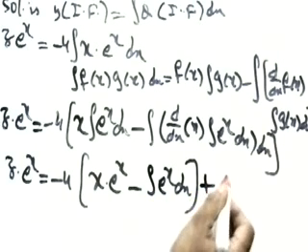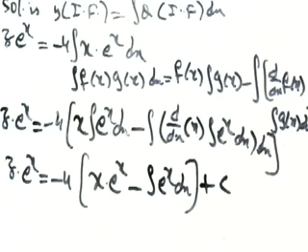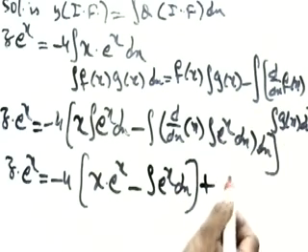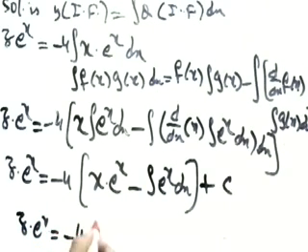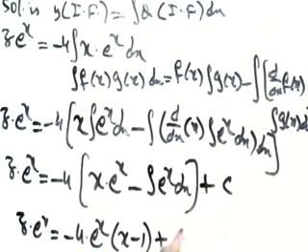Again, the integration of e power x will be e power x. Let me add plus c also, or else we can write this lastly. Okay, plus c. Let me take e power x common: z into e power x equals minus 4 into, if we take e power x common, what is left here is x minus 1, plus c.